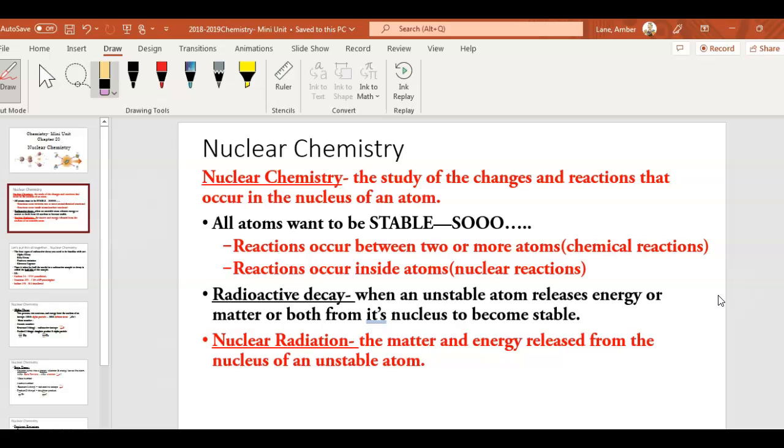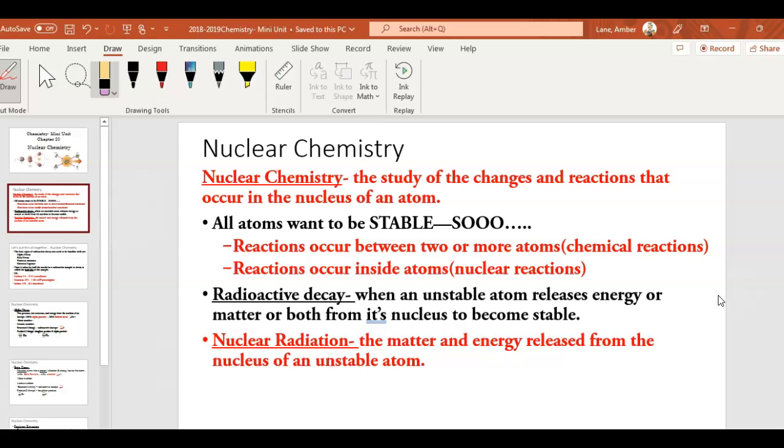So, different types of reactions in chemistry. We haven't talked about chemical reactions yet, but you have chemical reactions, and that's when atoms gain, lose, or share valence electrons to make compounds or molecules. And that makes atoms stable. The other type of reaction is nuclear reactions, and these are, of course, like it says, reactions that occur inside the nucleus of an atom.